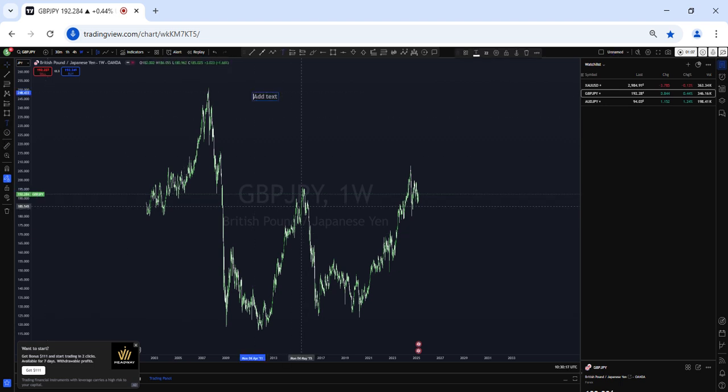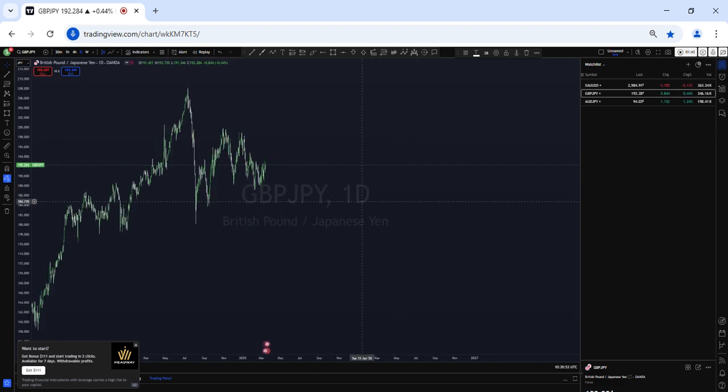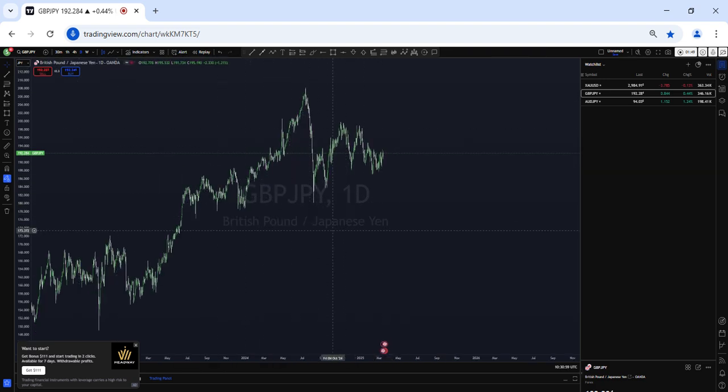Always remember this: on the weekly or daily is for finding market direction. So always bear this in mind, on the weekly or daily is for finding market direction, no matter what. So this is the weekly time frame. Let me go to the daily time frame now. This is the daily time frame, 1 day. So the weekly and daily is what you use in finding the market direction.